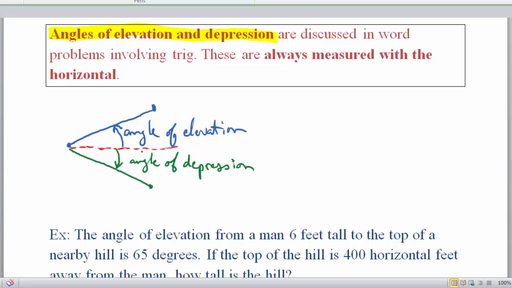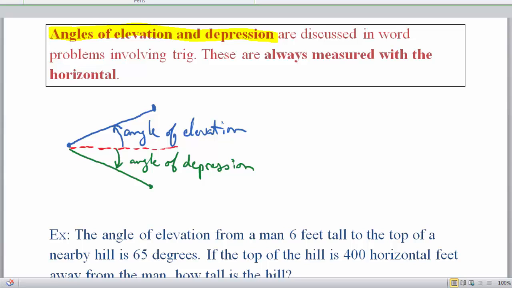And then this angle here, when we go down, would be known as an angle of depression. Even though you might say, well, that's a clockwise angle, so it's going to be negative, we're not dealing with any negative angles here. We're thinking more along the lines of geometry rather than trigonometry, so we're really just dealing with positive angles here. So even though the angle of depression rotates clockwise, we're still going to consider it to be a positive angle. Again, the most important thing to remember is that angles of elevation and depression are always measured with the horizontal.